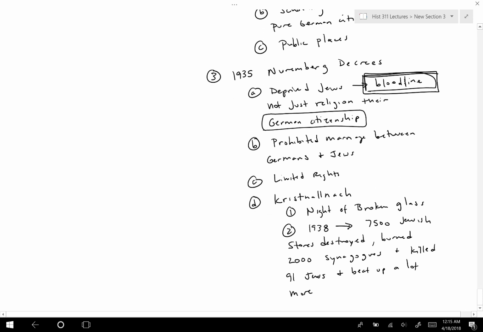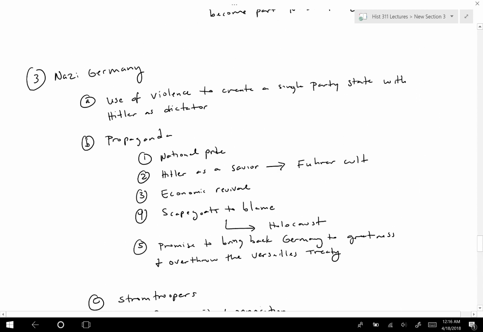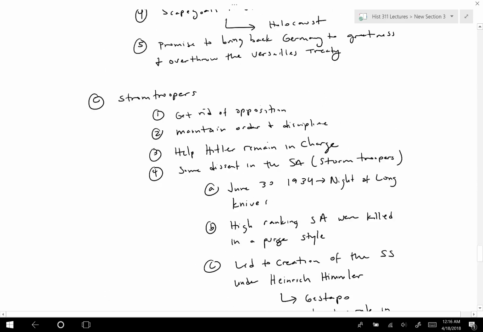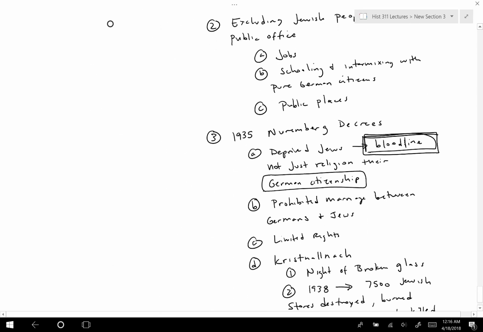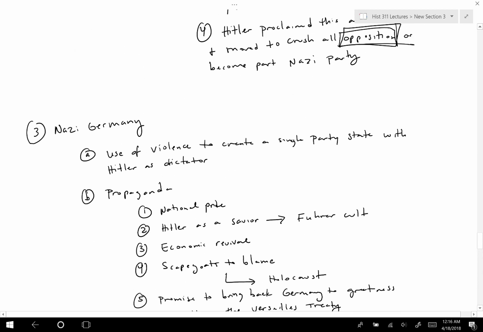And of course, not long after that, there's going to be the active extermination through the shift to ghettos and everything else. So this whole system was basically about mobilizing and consolidating power.